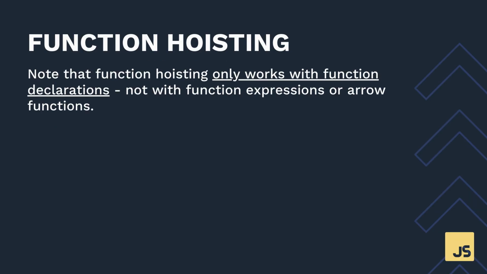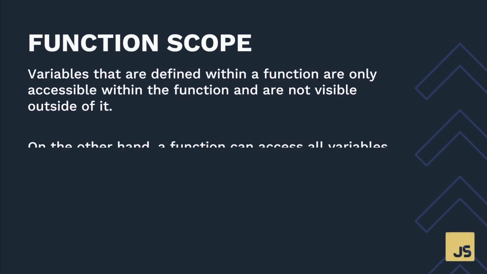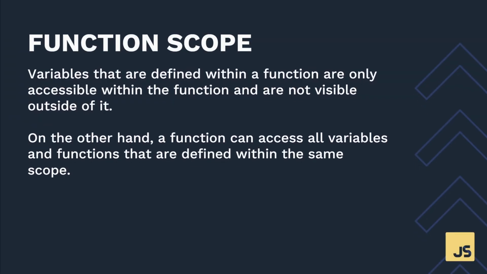However, note that function hoisting only works with function declarations. It does not work with function expressions or arrow functions. Next up, let's briefly talk about function scope. Variables that are defined within a function are only accessible within the function and are not visible outside of it. This is because the variable is only defined within the scope of the function.